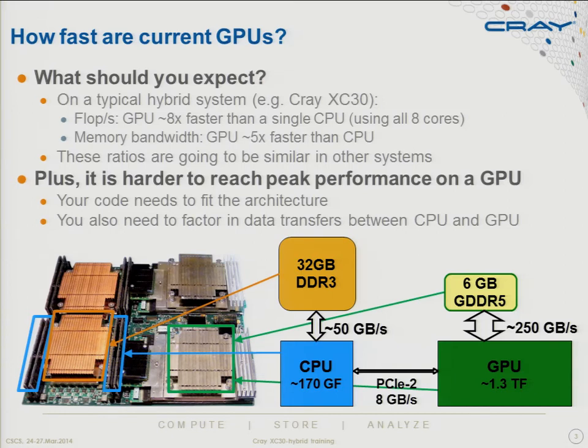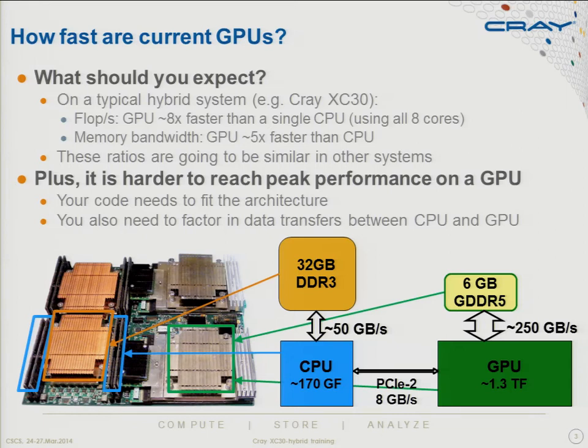You probably won't see that. In general, if you see a factor of between 2 and 3, you've done well. But that's still, a factor of 2 or 3 is pretty good. But the thing that limits you is this slow link between the CPU and the GPU. In order to get the peak performance, you've got to minimize the data transfer backwards and forwards.